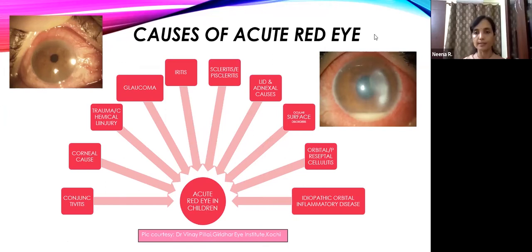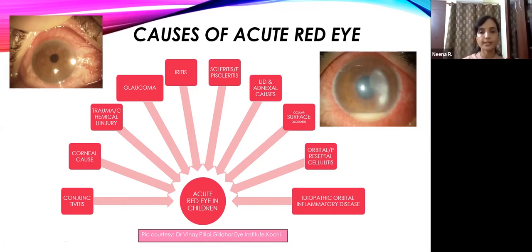Is the screen visible? Yeah, you can see here there is a corneal lesion and there is pus in the anterior chamber. So this is keratitis with infection of the anterior chamber, and it can even lead on to endophthalmitis if you don't treat it properly. So in a nutshell, what I would like to say is that it could be as simple as a conjunctivitis to a very serious condition known as endophthalmitis. So acute red eye in children needs very close, attentive care.